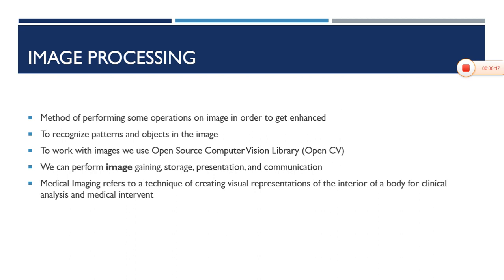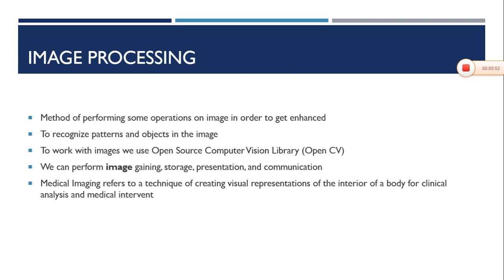The process of performing some operations on an image in order to get an enhanced image is image processing. So image processing is used for identifying the patterns and objects in the image. To work with images, we use OpenCV, that is, the open source computer vision library. There are many libraries, but OpenCV is the most popular and well documented library for handling images. So Python along with the OpenCV library is used to identify the patterns, and we can perform image scanning, storage, presentation and communication between the images.